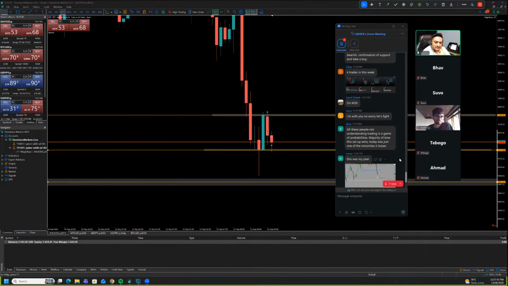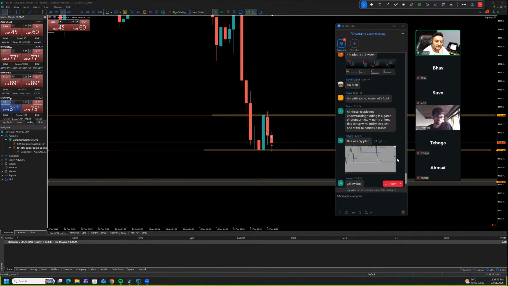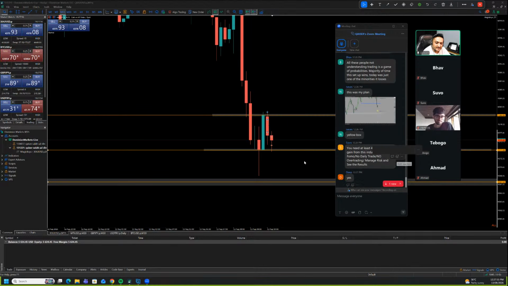Okay, all these people not understanding trading is a game of probability. Majority of the time, this setup wins. Yes, today it's just one of the minorities that loses. Yes, exactly. It is whatever it is, but it has a good probability. It's a strong part of my structure. Whenever I'm going to use dynamic risk, always remember that whenever I have a plan to go with dynamic risk, it means I am watching something which has higher probability than the normal structure.